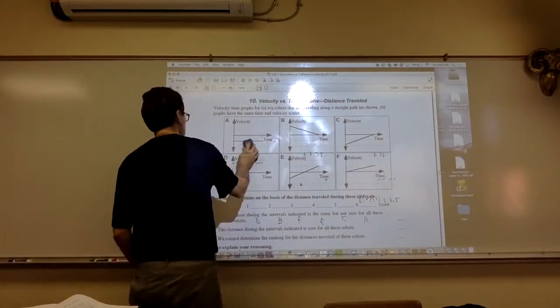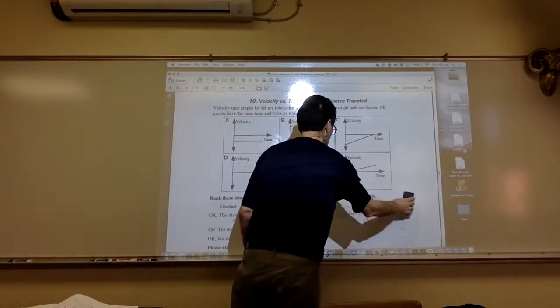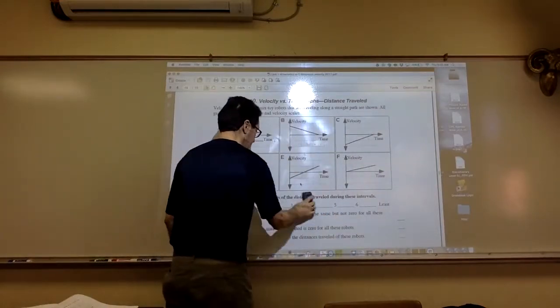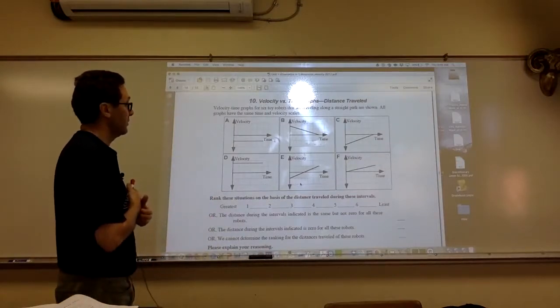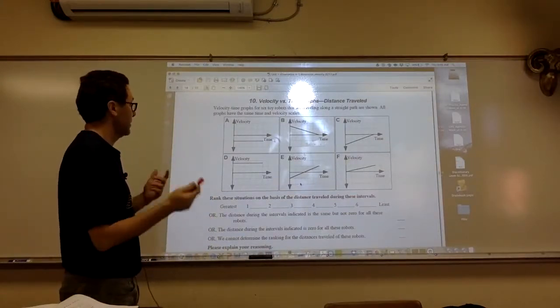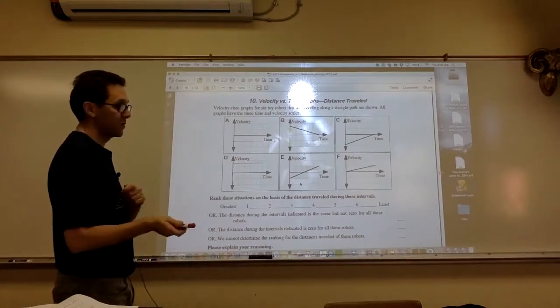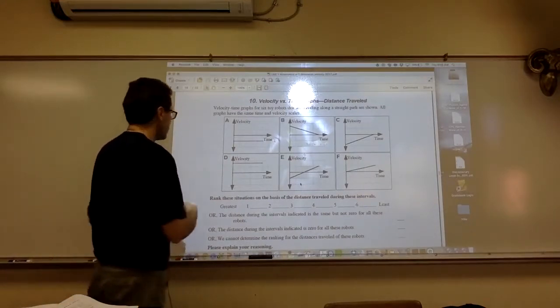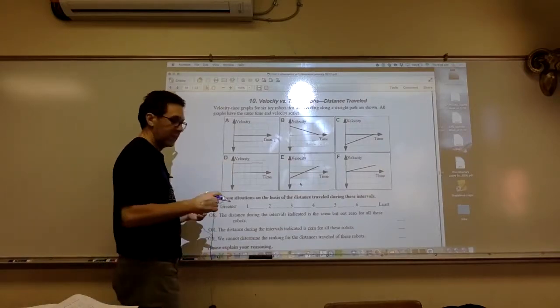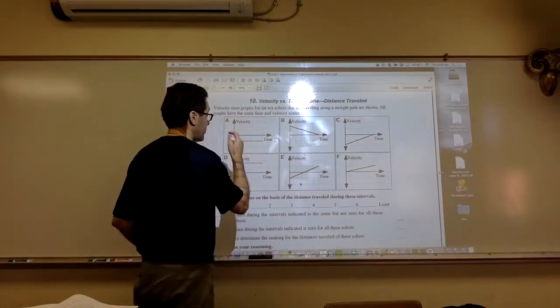Now, this is talking about the distance traveled, which means we don't care about the negatives. We don't care about which way we're traveling. So if I'm walking 5 steps either right or left, it's still 5 steps. But in terms of displacement, that could be a positive 5 or a negative 5. All right. So basically here, to find the distance, I'm just going to find the displacement for these things here.